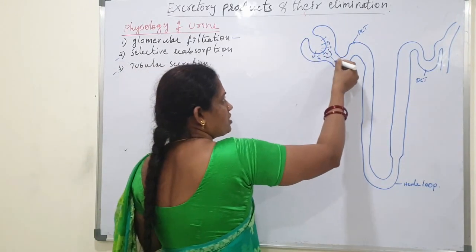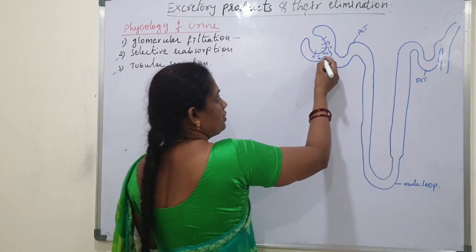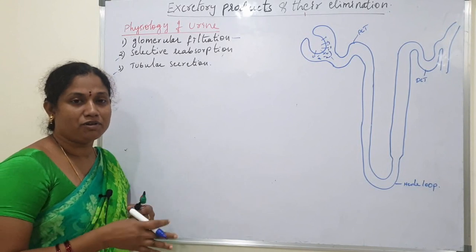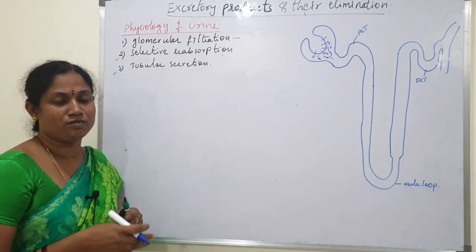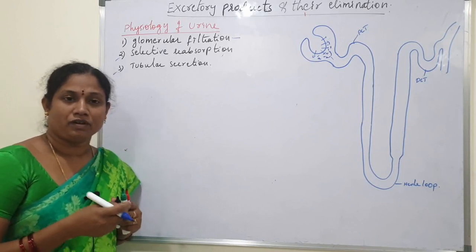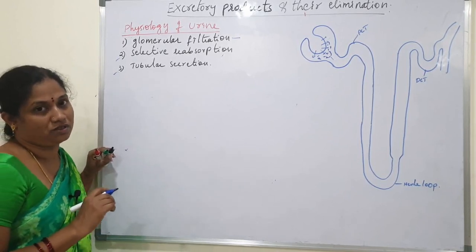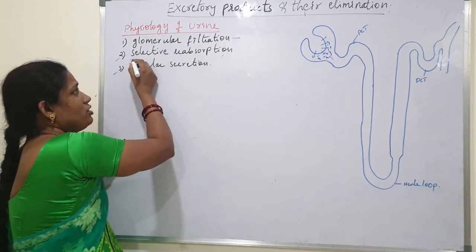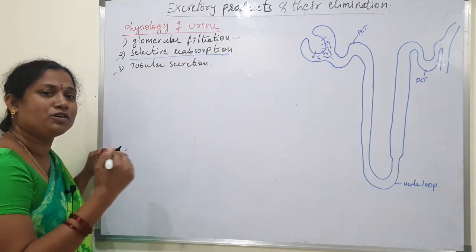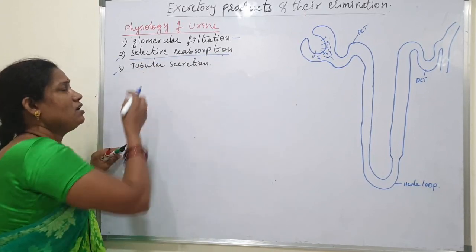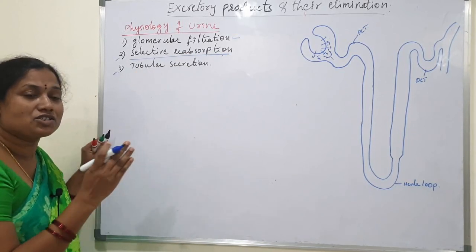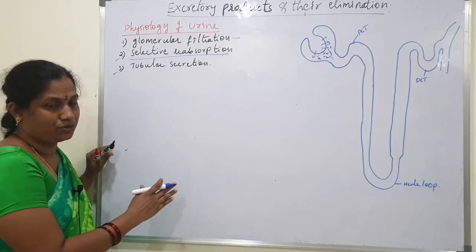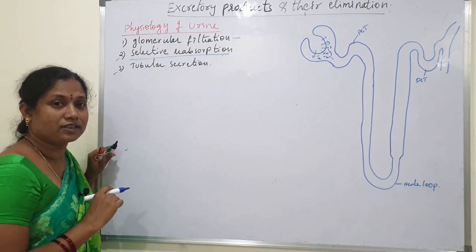This filtrate passes through the renal tubule. In this filtrate, different types of essential components are present, like amino acids, glucose, vitamins, some salts, and also excretory products. Most of the essential components are present in the filtrate, so they need to be reabsorbed into the tissues. This process is called selective reabsorption.